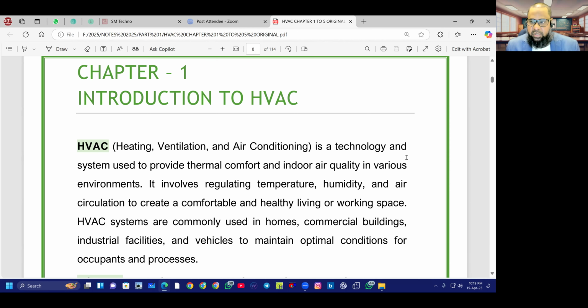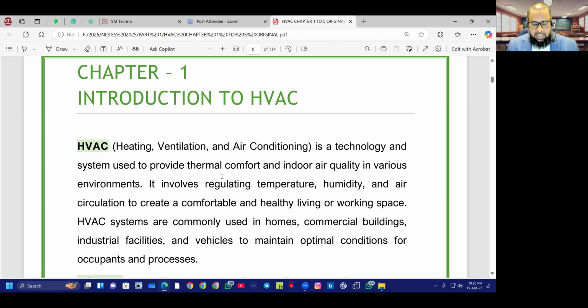Okay, at this level, humidity means the moisture present in the air, and this is also important for human comfort. And you see the air circulation to create a comfortable and healthier living or workspace. Air circulation is also important. If you maintain the temperature and humidity, but the circulation of air is not comfortable, or if you do not maintain the required velocity in the space, and as per standard, if you maintain the velocity less than 25 fpm. Okay, fpm is feet per minute, a unit of velocity.